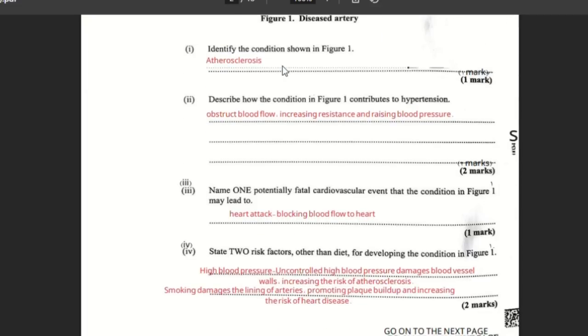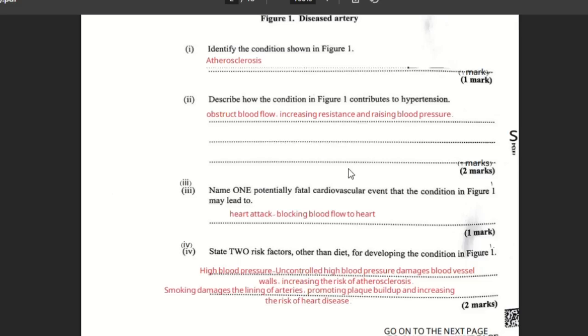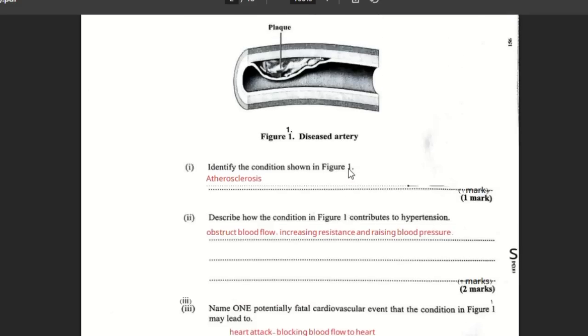The next question says, name one potentially fatal cardiovascular event that the condition in figure 1 may lead to. The very first one can be a heart attack. How do we know that it's a heart attack? It's the most obvious answer. The question says cardio, and when you hear the word cardio, you know it has to do with the heart. And if we go back to the arteries, we know that arteries bring blood away from the heart, right? So it's a blood vessel.